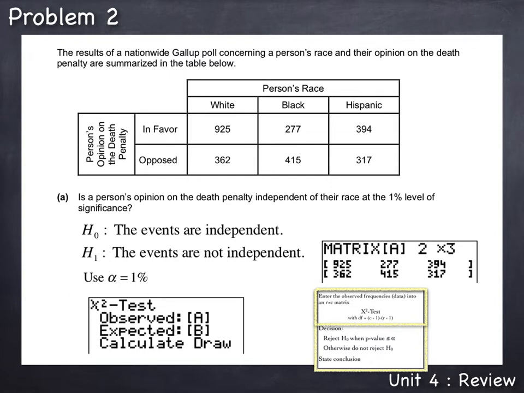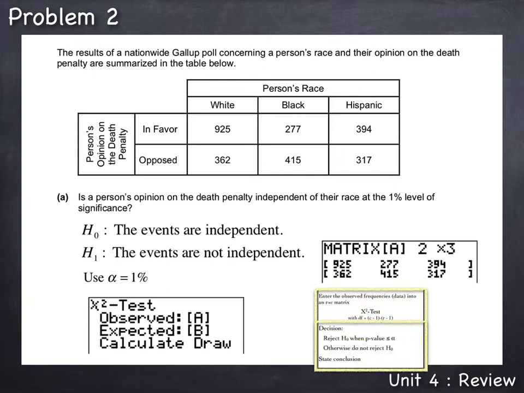So on this chi-square test command screen, you just press Enter to accept the default for observed matrix A, Enter to accept the default expected matrix B, and the blinking cursor then goes down to Calculate. With the blinking cursor on Calculate, you just press Enter, and the calculator will calculate the p-value we can then use to make our decision.